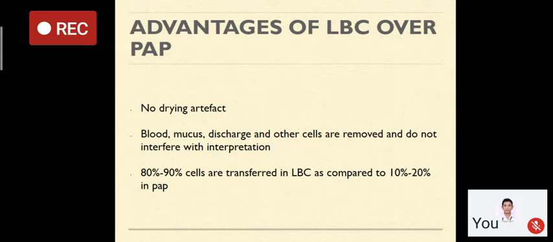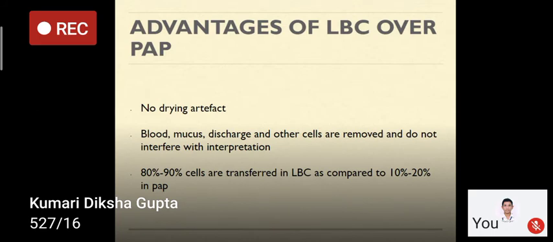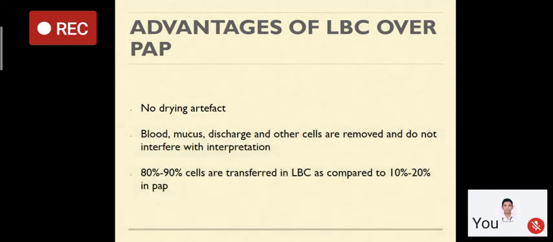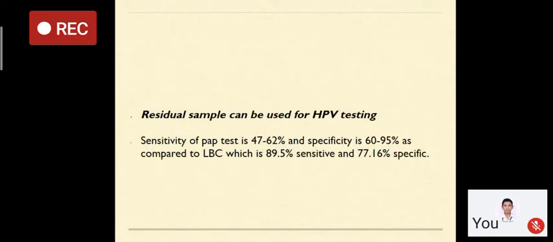Blood, mucus discharge and other cells are removed and do not interfere with the interpretation. In the LBC, after we take the sample in the fixative, we centrifuge it, and whatever cells we get as sediment are shifted onto the slide. So in that process, the blood, mucus discharge and other cells are removed and do not interfere with the interpretation of the result. And 80 to 90% of cells are transferred in LBC as compared to only 10 to 20% in pap smear. So the negative results and inadequate samples are fewer in LBC as compared to pap smear. That is why we have replaced the pap smear with LBC nowadays.